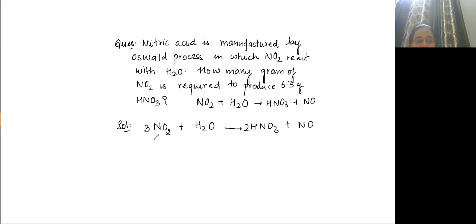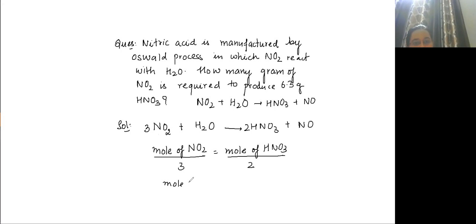NO2 moles you have to find out. So equation will be moles of NO2 by 3 is equals to moles of HNO3 by 2. So what will be moles of NO2? Good, Ayan. So till now only two students have given the correct answer. One is Akshita, other is Ayan. So moles of NO2 will be equal to 3 by 2 into moles of HNO3.